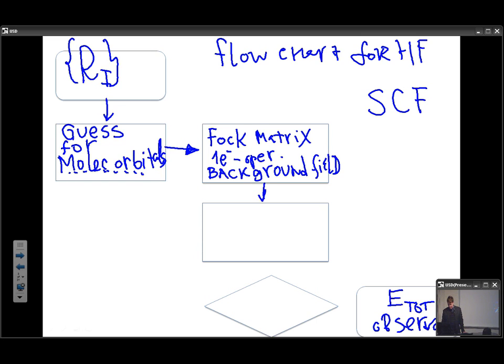And this Fock matrix is diagonalized. One is taking the Fock matrix and applying it to the vector of expansion coefficients for molecular orbitals, and getting a set of energies, with the overlap matrix, and a set of coefficients for molecular orbitals.